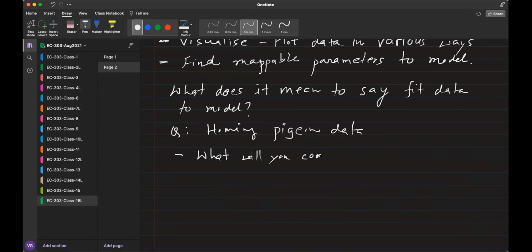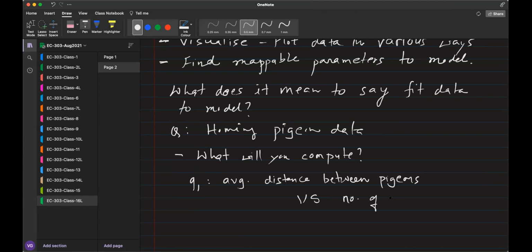Maybe average distance between the pigeons or something of that sort. Let's call that quantity 1. Let me denote that by Q1. It is the average distance between the pigeons as a function of the number of pigeons. And you plot it as a function of number of pigeons in a flock. Then from the model we can get this quantity.